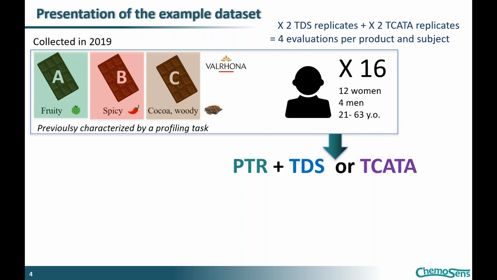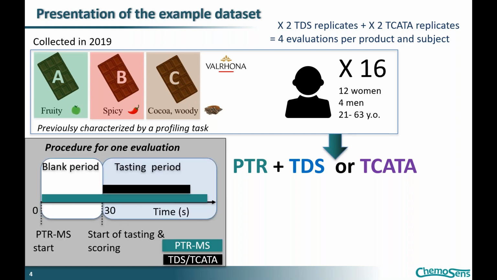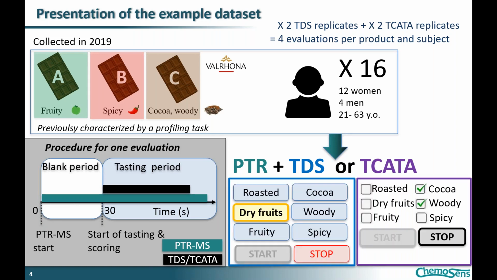They were connected to the Peltier RFMF device, and then they did either a TDS or a TCATA task. For one given evaluation, we have this procedure. We connect the subject to the Peltier RFMF. There is a 30-second blank period around to check the breathing and things like that. Then the subject can press start and put the product in his or her mouth. And then he has to do the task, TDS or TCATA.